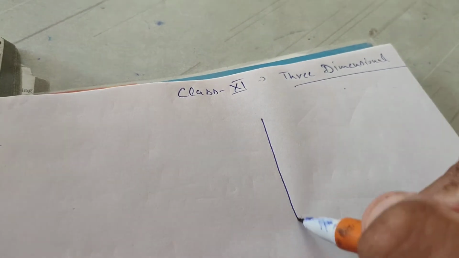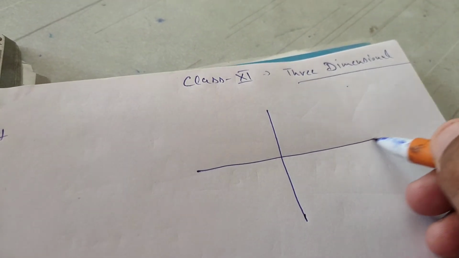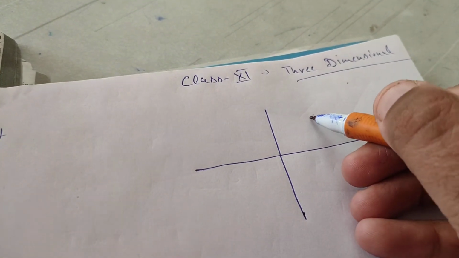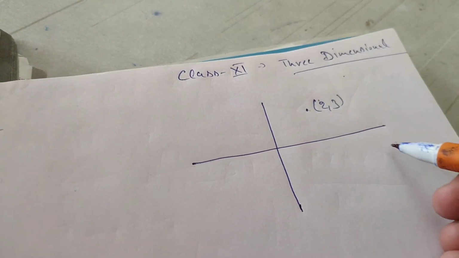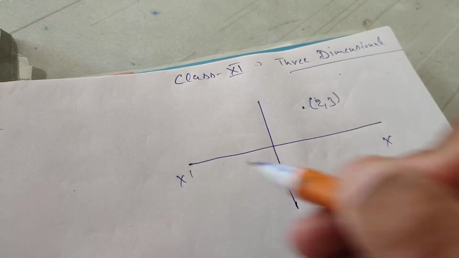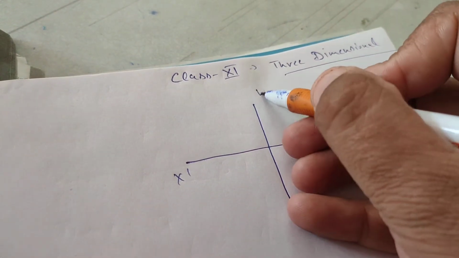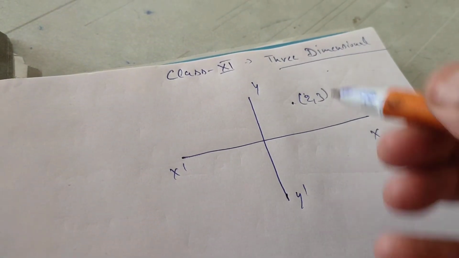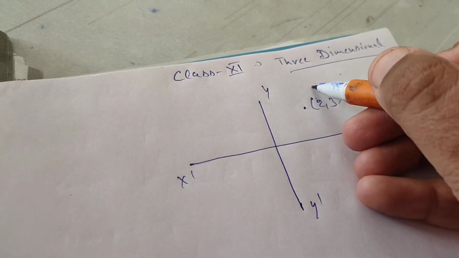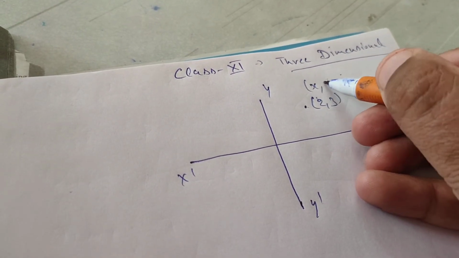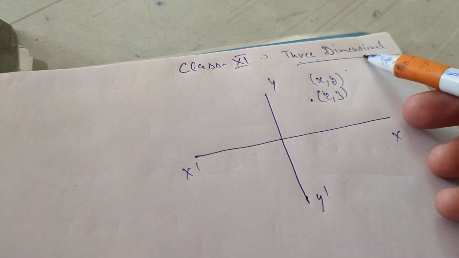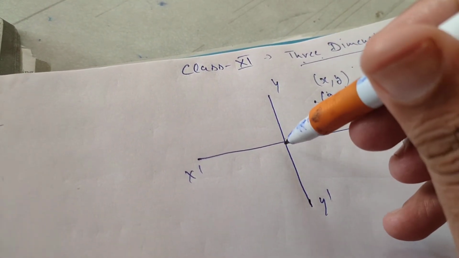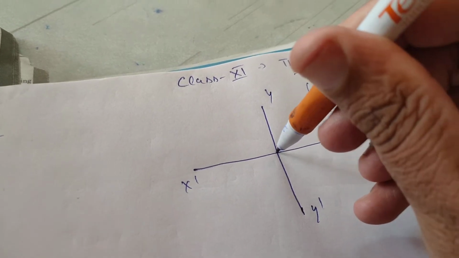That is in a Cartesian plane. If there is some point such as (2, 3), the first notation is for x and the second for y. This is our x-axis, this is x dash, and this is the y-axis, and this is y dash. Now we are studying three dimensions. There is a third axis also, that is this.